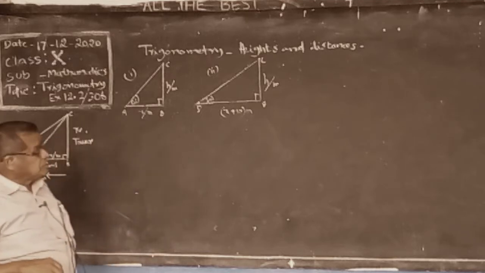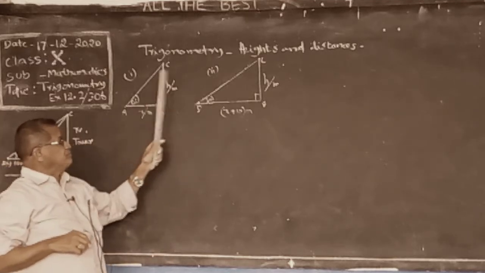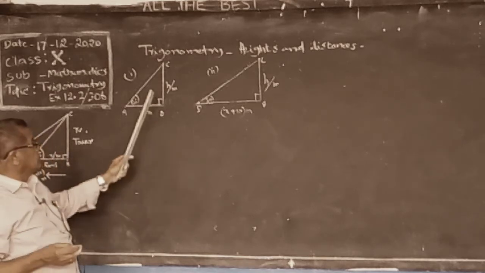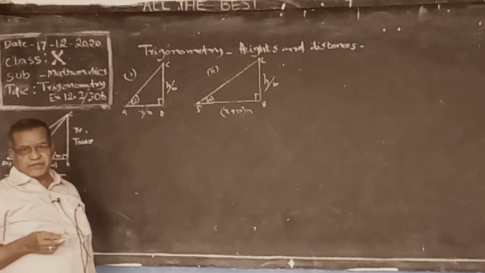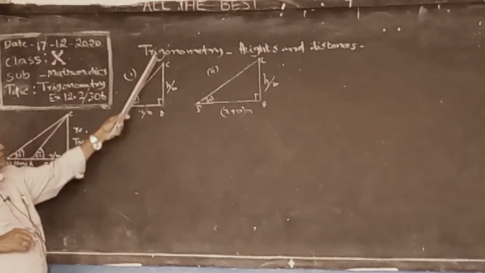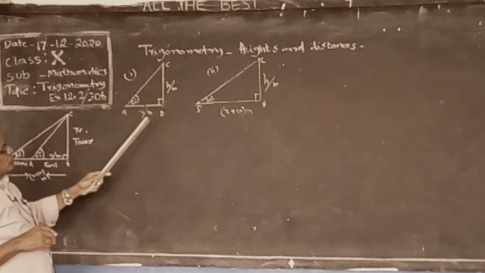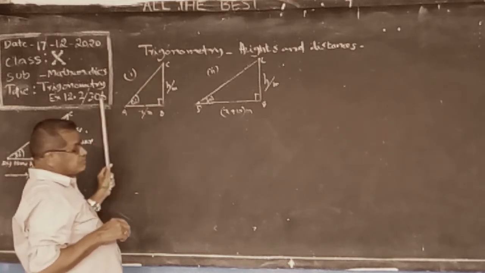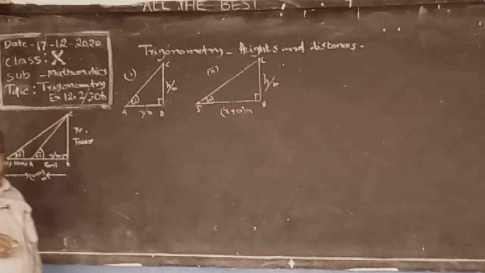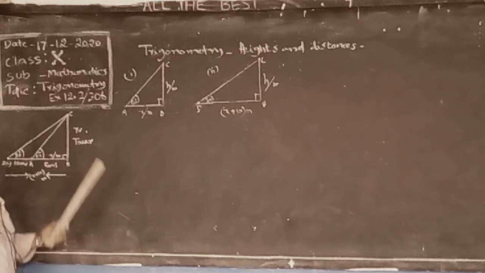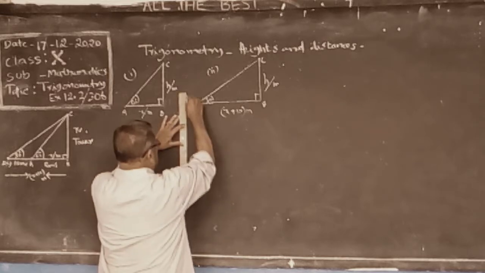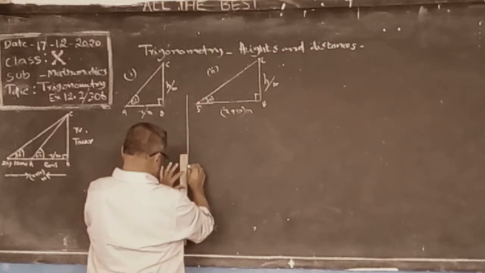From these two triangles, BC is common. So by using that side, we can find our heights and distances. He is asking the height of the TV tower and how far from the foot of the TV tower the person is standing. So we have to find height and distance. By drawing these two triangles, you can easily understand.